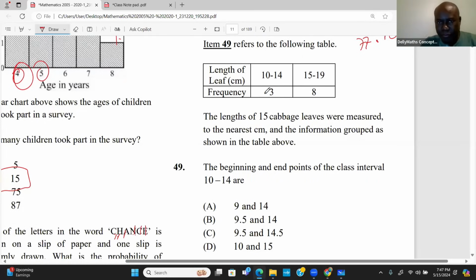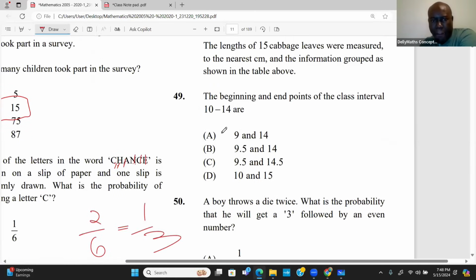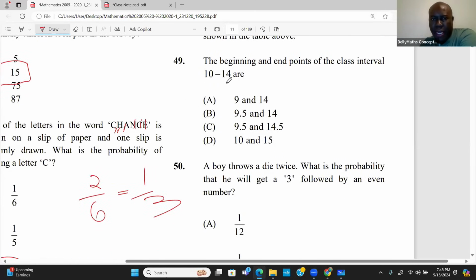Next question. It says the length of 15 leaves were measured to the nearest unit, and the information is grouped as shown. All right, it says the beginning and end of a class. All right, we see that.